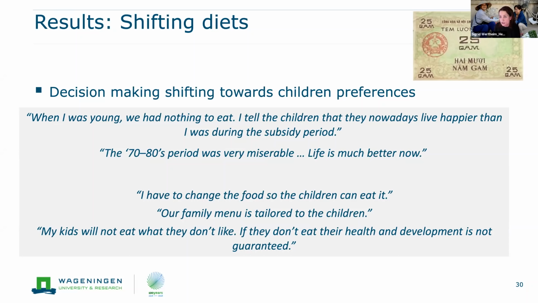So the idea that they suffered in the past also relates to the belief that children will eat well when they like the food they consume. So for these families, it's very important that they accommodate the children's taste. So you have a lot of quotes like, our family menu is tailored to the children. My kids will not eat what they don't like. If they don't eat, their health and their development is not guaranteed. So this is really coming from the past when people considered their lives as quite miserable and having no choice.